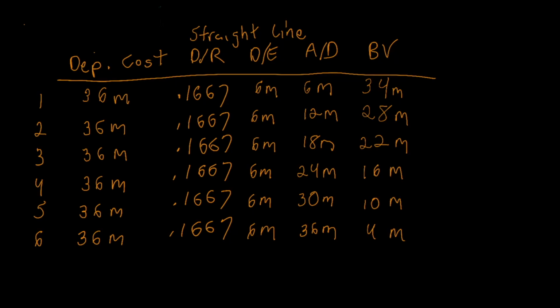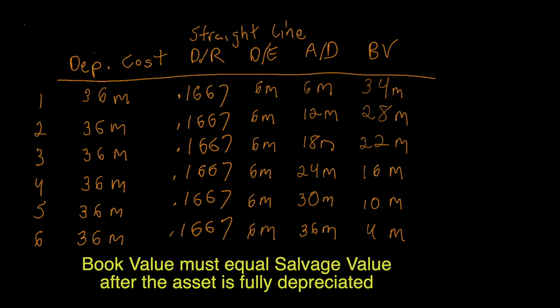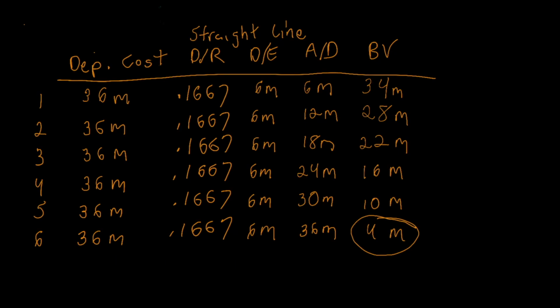And so one last thing I want to note, gang, is that at the end of the useful life, at the end of the 6th year, when it's fully depreciated, we already know that the book value must equal the salvage value. Why? Because that is the amount that we exclude from being depreciated. And that's how we know this has been properly recorded correctly.